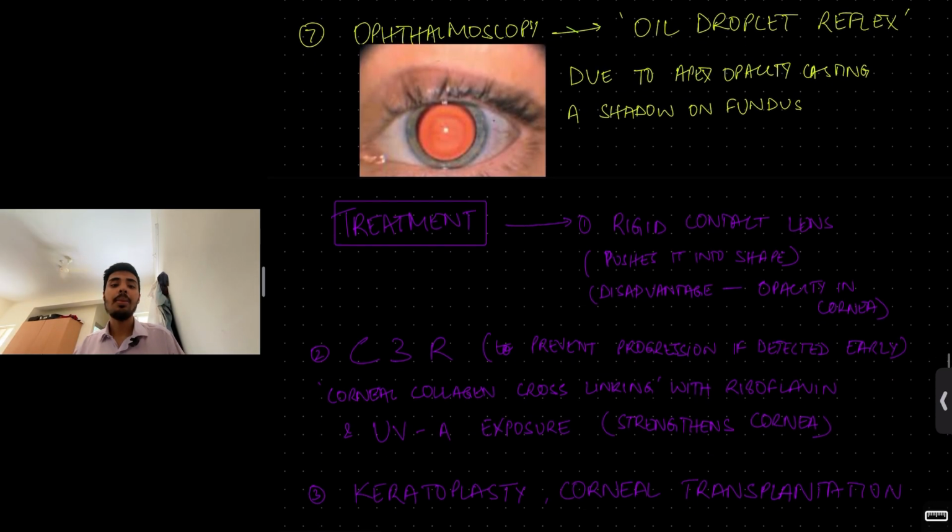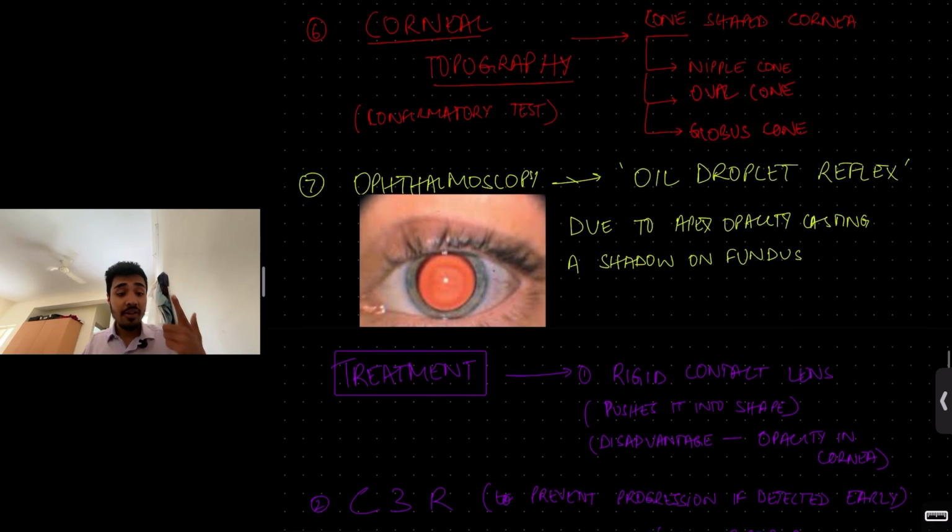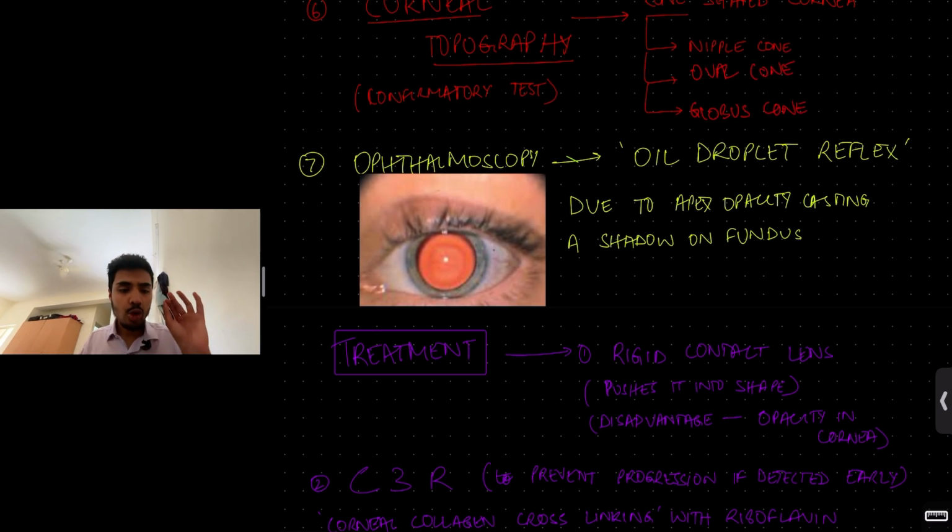Then coming to the treatment aspect. So what are the signs? Rizzuti sign, Munson sign, oil droplet reflex, scissoring reflex, Vogt striae, then the hallmark feature, that is thinning of the cornea, maximum at the apex of the cone, inferior to the center of the cornea. And you have the confirmatory test, corneal topography, where you'll see that the cone is nipple, globus or oval shaped.